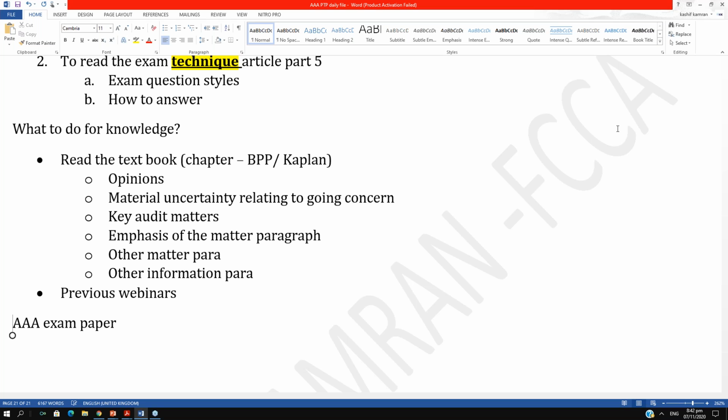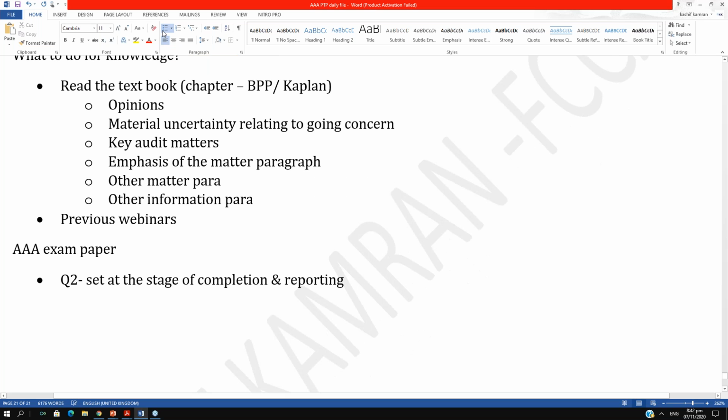in the AAA exam paper, question number 2 of your paper is set at the stage of completion and reporting. When you know this question number 2 is a static question, at the stage of completion and reporting, you should be strong on reporting, because in every exam sitting, you will get a question on reporting. You should be strong on reporting.